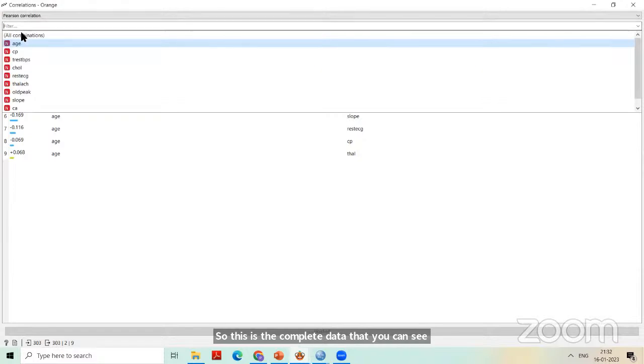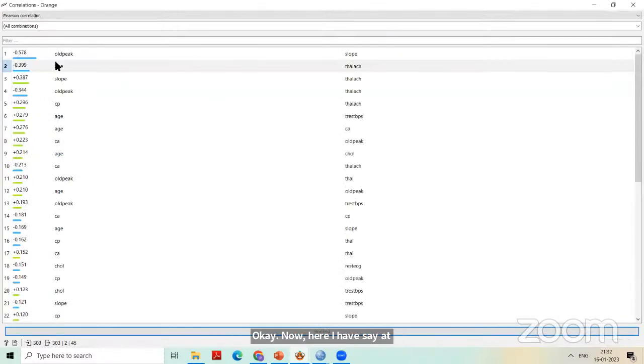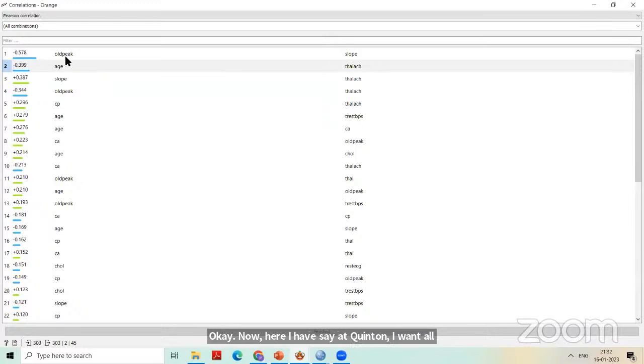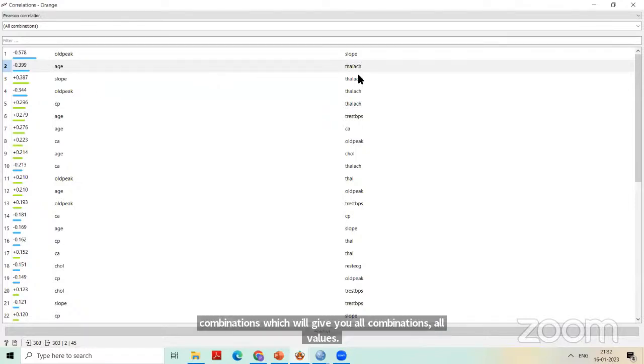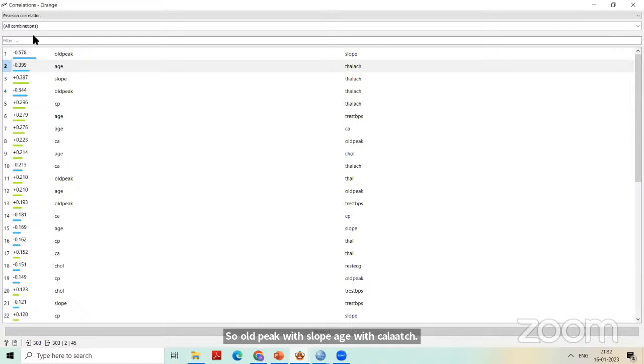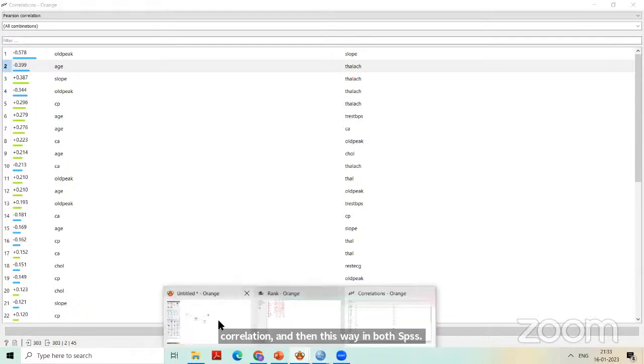Okay, now here I have, say, I filter. I want all combinations. So it will give you all combinations, all values. So old peak with slope, age with Thalach, all the combinations are given here. Okay, so some values you can see having negative relation, some are having positive relation. So this is the correlation. And in this way, in both SPSS as well as in Orange, you can perform the correlation.